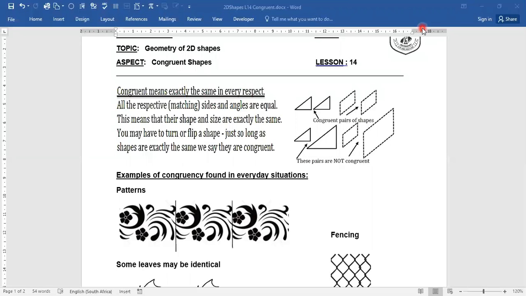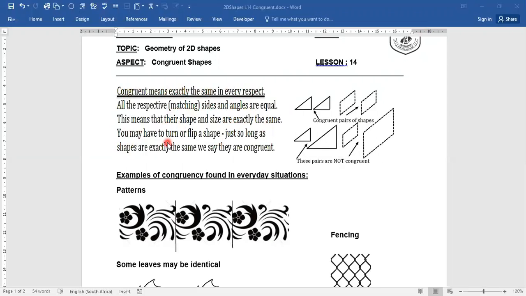Hello, boys and girls. We're now at lesson 14, congruent shapes. What is congruent? Congruent means exactly the same in every respect. That means matching sides, angles are equal. This means that the shape and size are exactly the same.